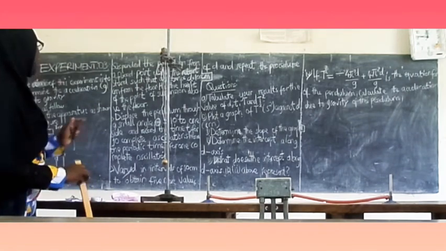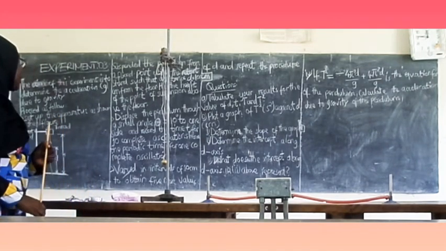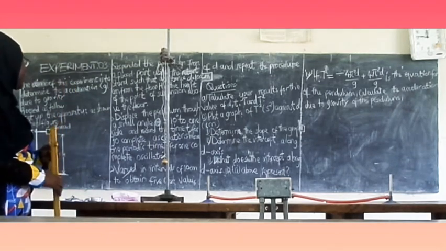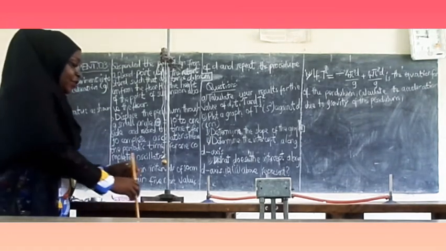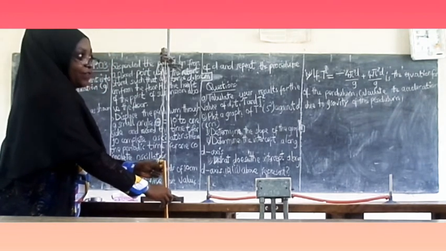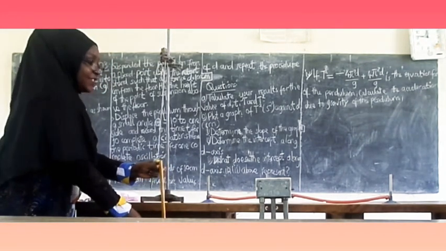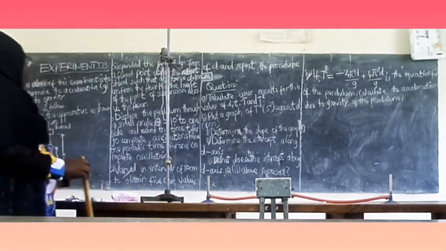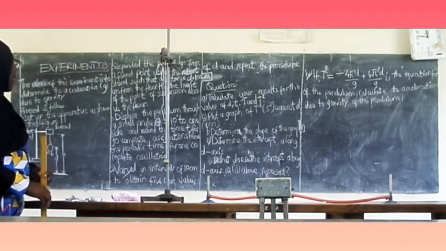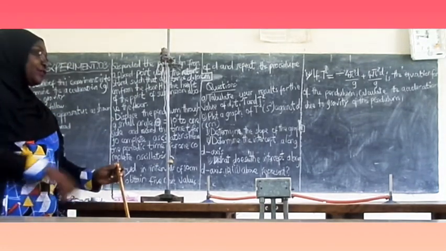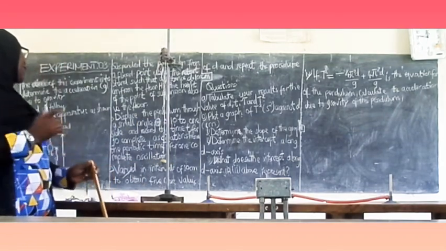So then suspend a pendulum from the fixed point using a little stand such that the distance D is 100 centimeters from the floor. Remember that we are measuring from the floor to the center of the bob. H is the height from the point of suspension to the floor.